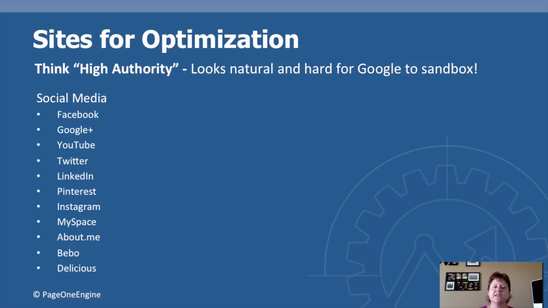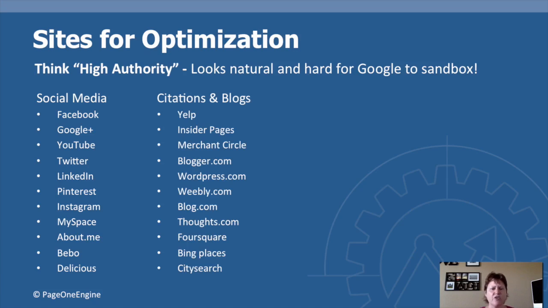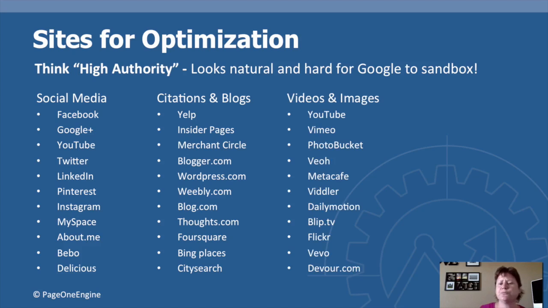So if you're talking about social media, I have a list here. This is obviously not a complete list. You can go out and look up more. But Facebook, Google+, YouTube, Twitter, LinkedIn, Pinterest, Instagram, MySpace, even though some people think it's dead, who cares? It's still a high-ranking, very high-authority site. You can also look at citations and blogs, Yelp and insider pages, etc. All places where you can look to actually put out content, do a link strategy, things like that. Videos and images: YouTube, Vimeo, PhotoBucket, Flickr, Vivo, etc. Same idea. These are all high authority websites where you want to keep your efforts.